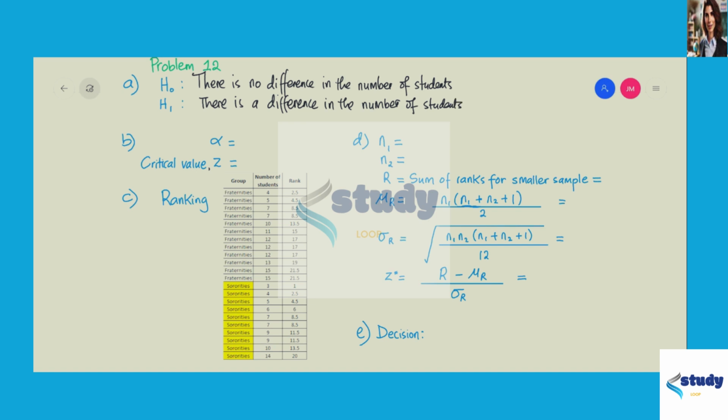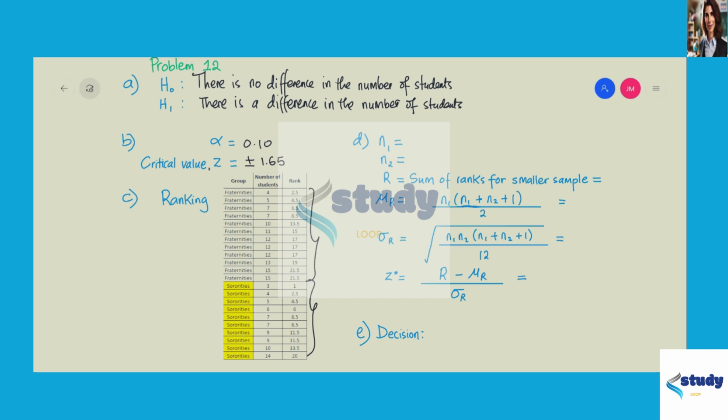Next, we state the critical value, and in this case, the critical value is based on the 0.10 level of significance, and it is plus or minus 1.65. Now, the data has been ranked as seen below. These are the ranks for the fraternities, and these are the ranks for the sororities.